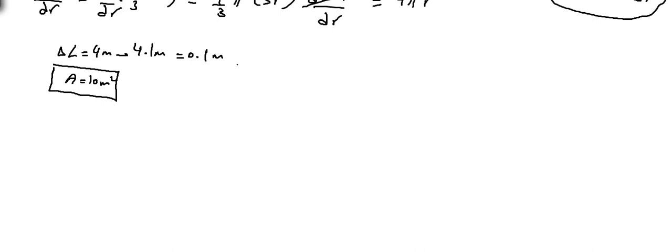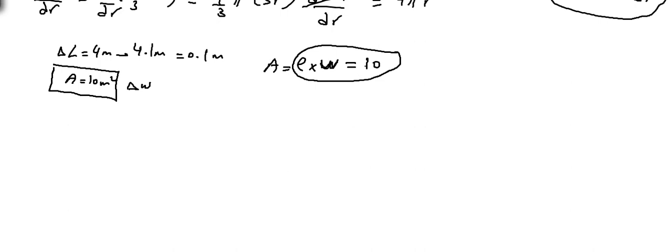We want to estimate the change in the width, which means I need to find delta W. That's nice. What is the relation between length and width? Area equals length times width of a rectangle, which is equal to 10. This is the relation between length and width. We have to start from here. We need the change of width.